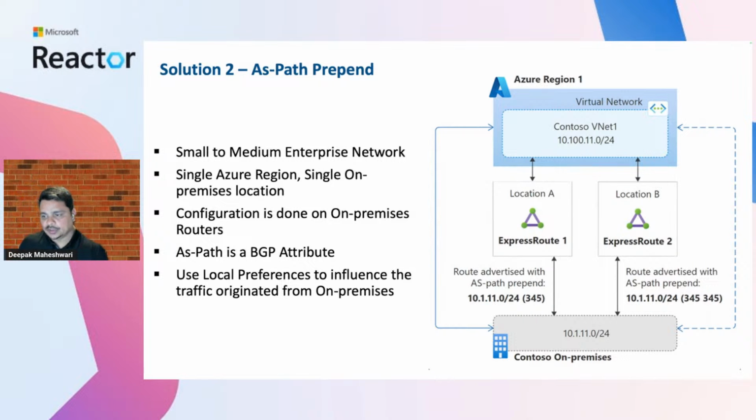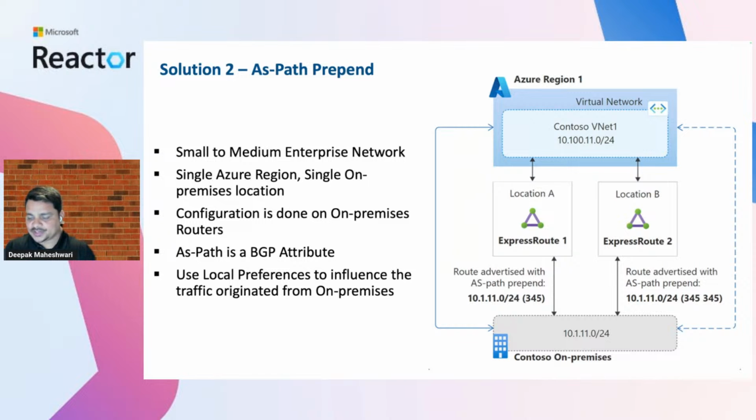Now, the second option is AS path prepend. We talked about the more specific route, which is good, but sometimes that's challenging. If you've got multiple routes, then you have to have a calculator and keep looking at which route you're going to use. And it might be a bit difficult to troubleshoot as well. So that's where we've got AS path prepend. This is another BGP attribute which you can use. In this case you have the same routes advertised, but they use the ASN, which is 345 in this example, and you prepend this in your ExpressRoute 2.